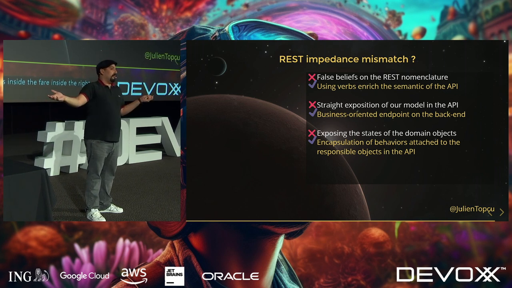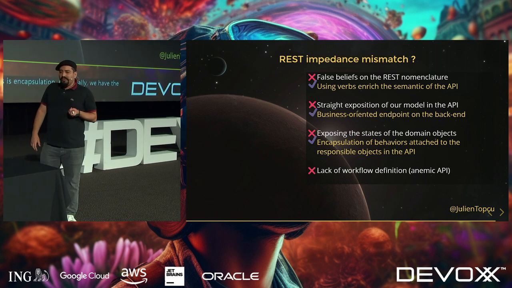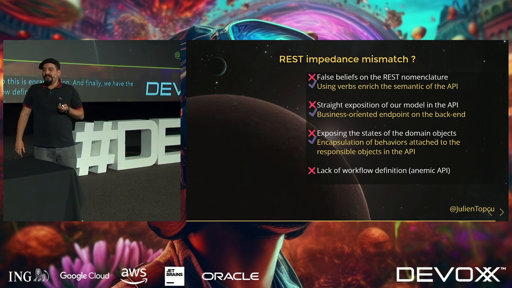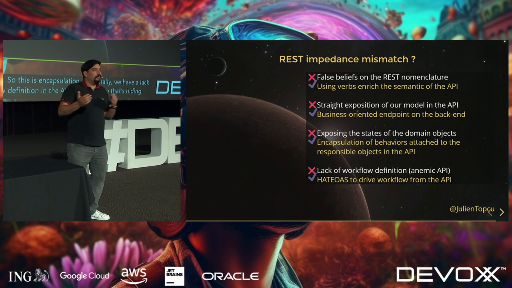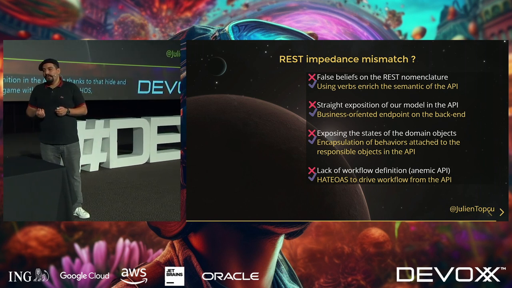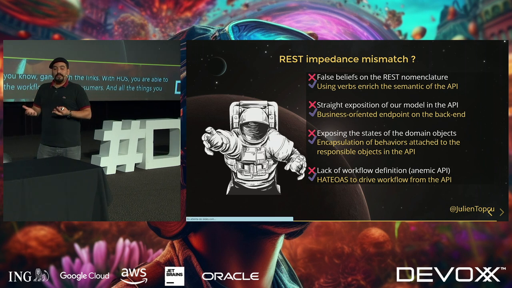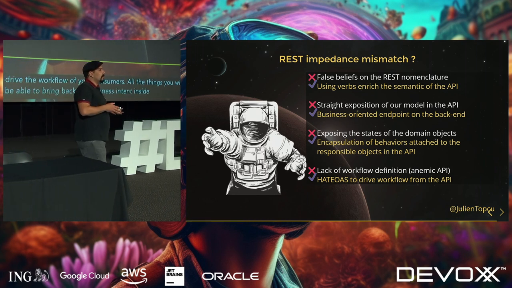So this is encapsulation. And finally, we had a lack of workflow definition in the API, but thanks to that hide-and-seek game, you know, with the links, with HATEOAS, you are able to drive the workflow of your consumers. And with all those things, you will be able to bring back the business intent inside your API.